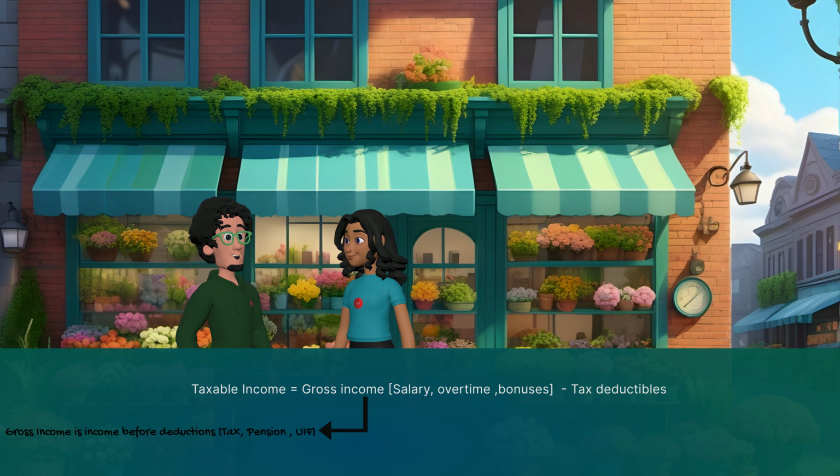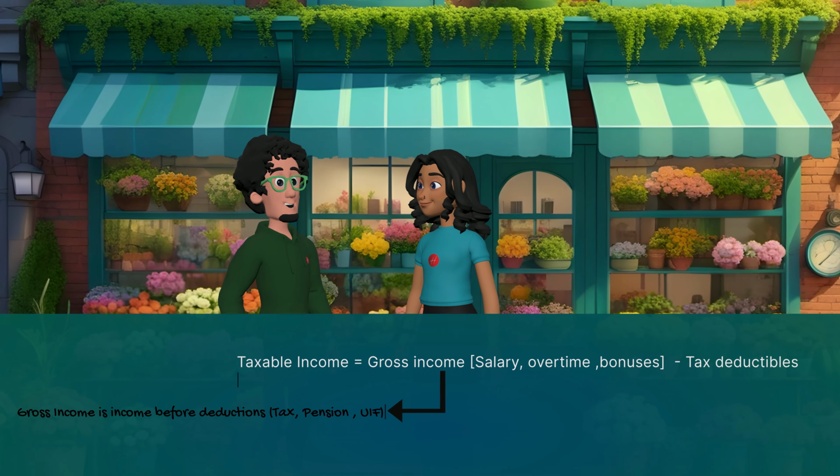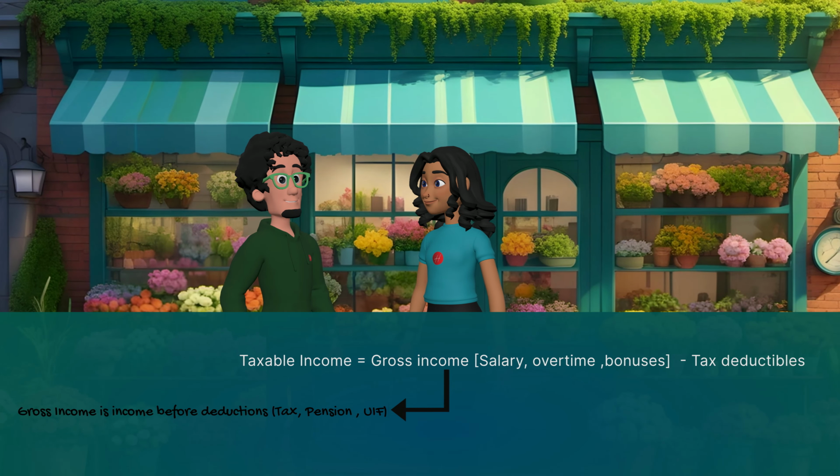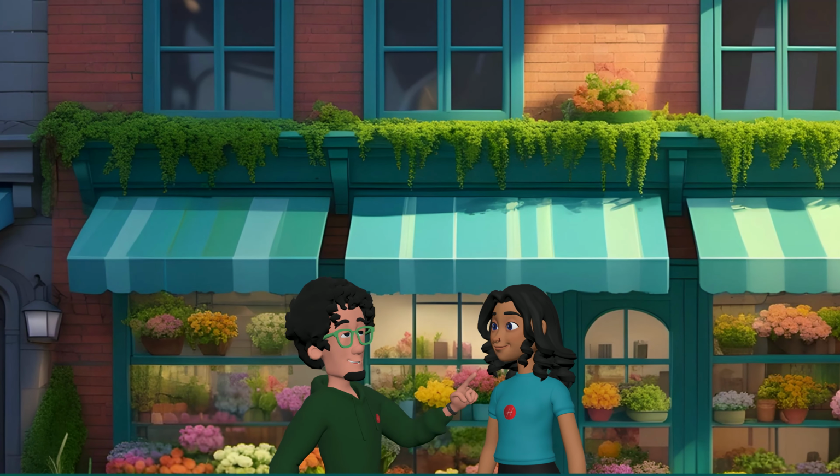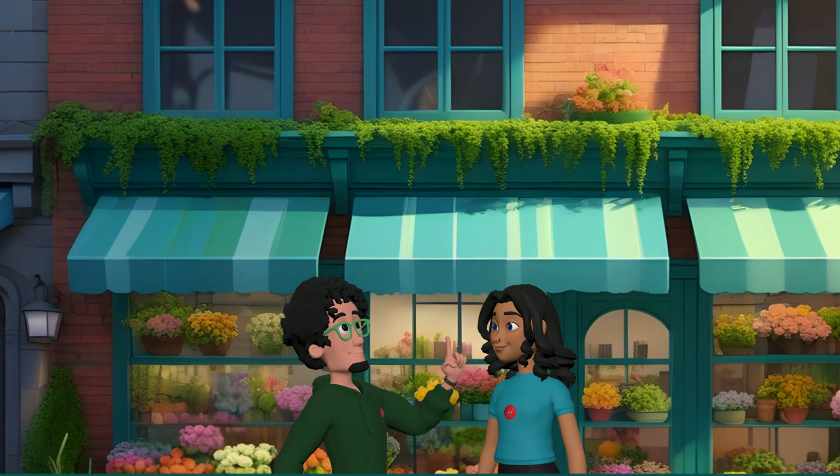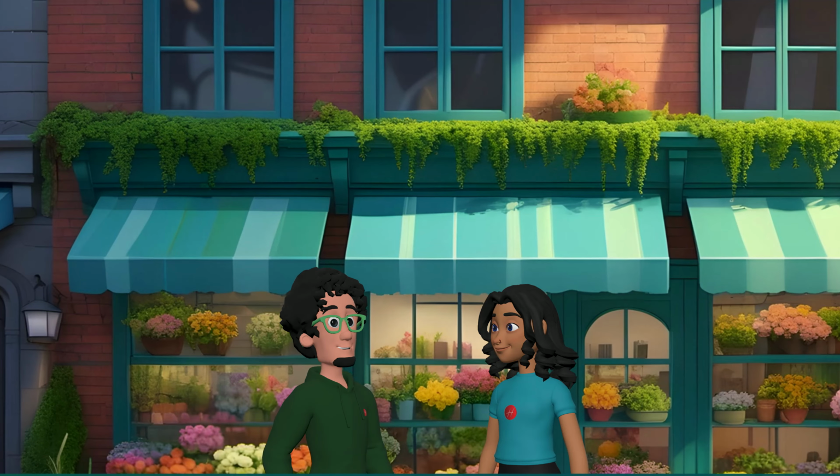In a simple world, we would just take your gross income and multiply it by a flat percentage, like 10%, and that would be your tax. Oh boy, South Africa is a complex one. A flat tax rate will not work at all. We can discuss the complexities in the live chat if you want more information on why that is the case.